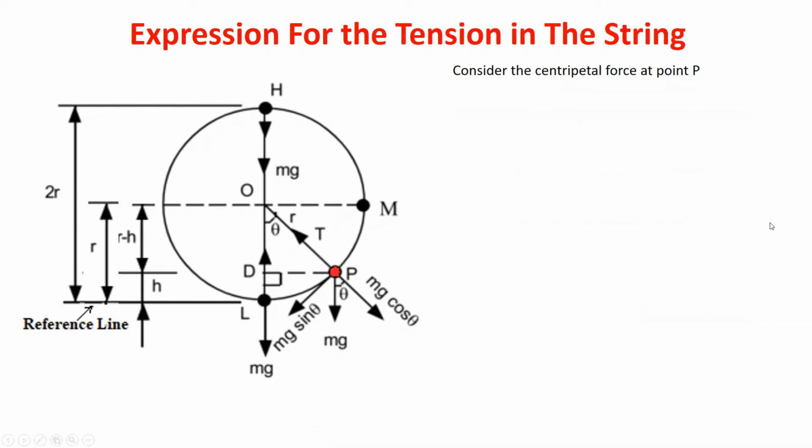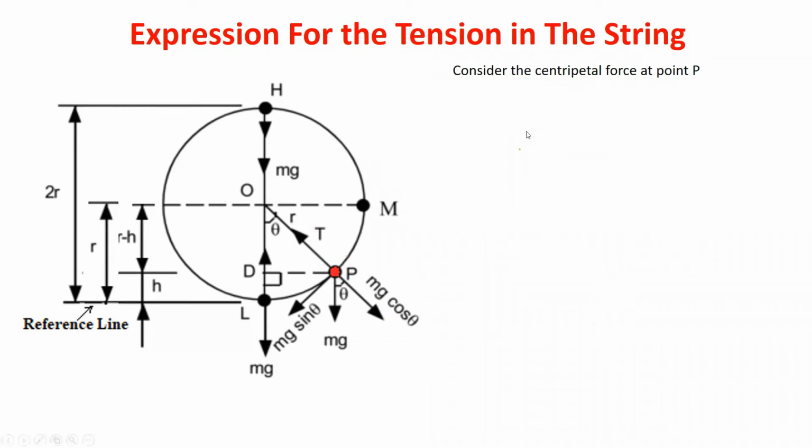Now consider centripetal force at point P. This is the point P. Now you can see that at point P, two forces are acting. The tension T in the string is acting towards the center, while mg cos theta is acting away from the center. So the net force will be T minus mg cos theta, which is providing the necessary centripetal force for the circular motion.